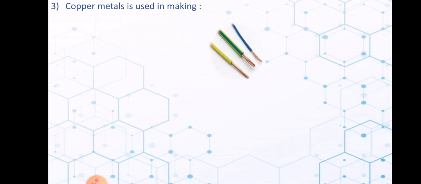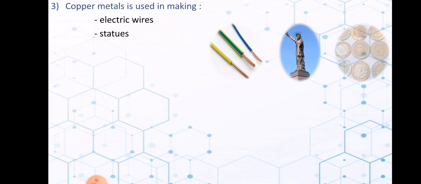Let's move to the third element, which is copper. Copper metal is used in making what? It's used in making copper wires or electric wires. It's also used in making statues. It's also used in making metallic coins. Why do we use copper for making electric wires? Because copper is a metallic element, and from its properties, it's a good conductor of electricity. So we use it especially for making electric wires.